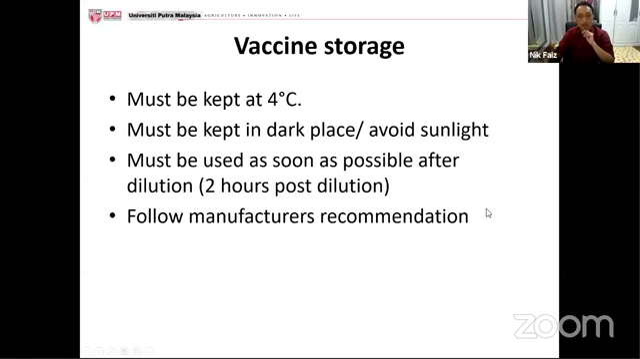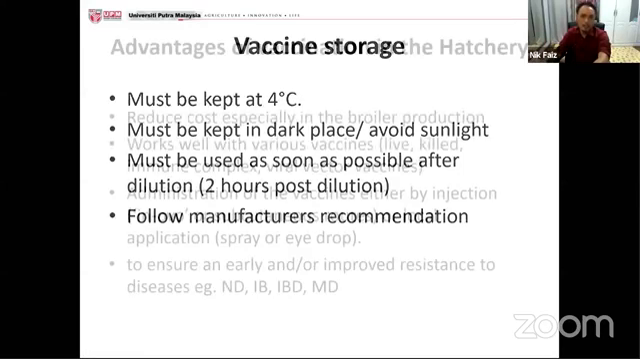And it's not frozen, unless it's Marek's disease vaccine, which should be kept in liquid nitrogen. It must be kept in a dark place and avoid sunlight, especially for the live vaccines. It must be used as soon as possible after dilution, within 2 hours post dilution. And you should follow the manufacturer's recommendation, because each vaccine has different recommendations by manufacturers.